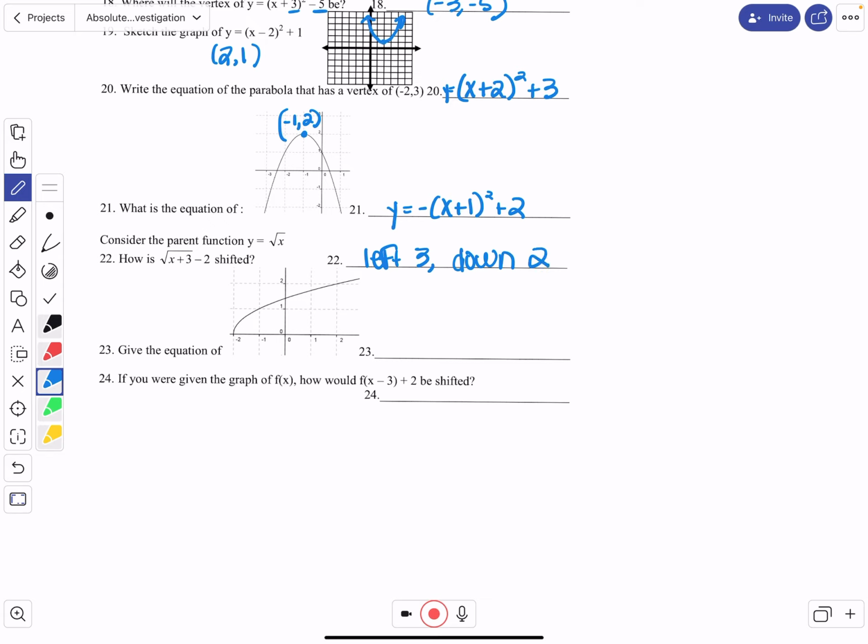All right, for 23, give the equation of this one. So if you look here, this is at negative 2, 0. So this has been moved to the left 2. So you would do y equals the square root of x plus 2. Remember, left gets a plus. And then if you were given the graph of f of x, how would f of x minus 3 plus 2 be shifted? That would just be shift right 3, up 2. Remember, minus means you go to the right because it's on the inside, and that plus 2 is on the outside, so it would be up 2.